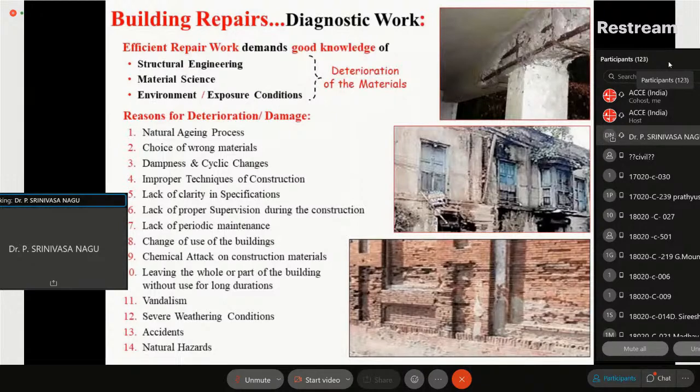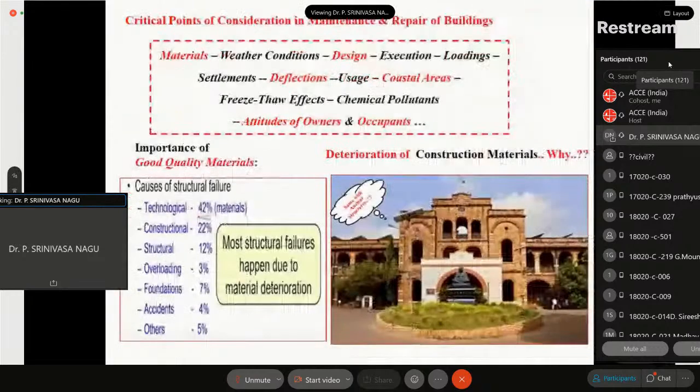Severe weathering conditions. Yes, all the buildings on the sea coast keep having problems, isn't it, like that. Then accidents are also a reason for maintenance and repairs. Repair works. When natural hazards like cyclone problems come, repairs have to be taken up. You can see different conditions of the buildings under dilapidated conditions or maintenance required conditions.